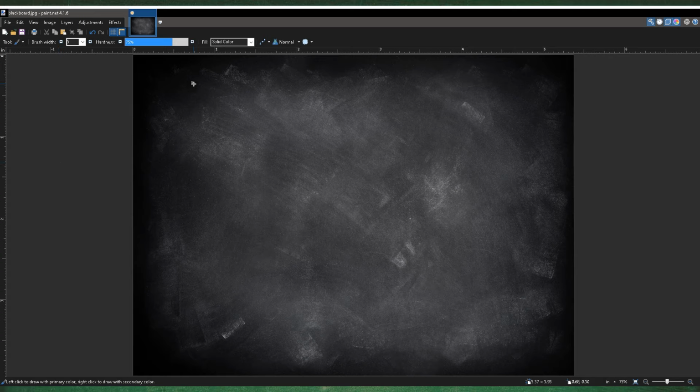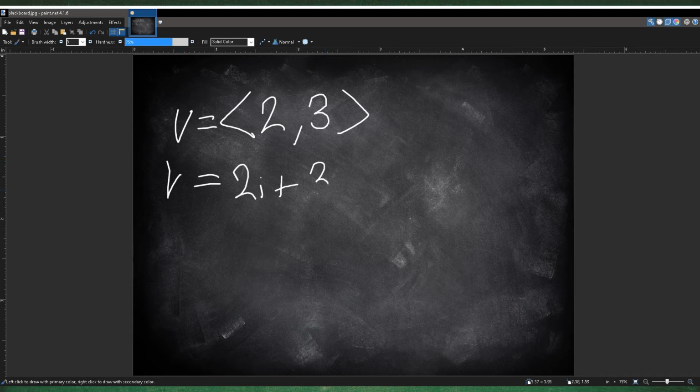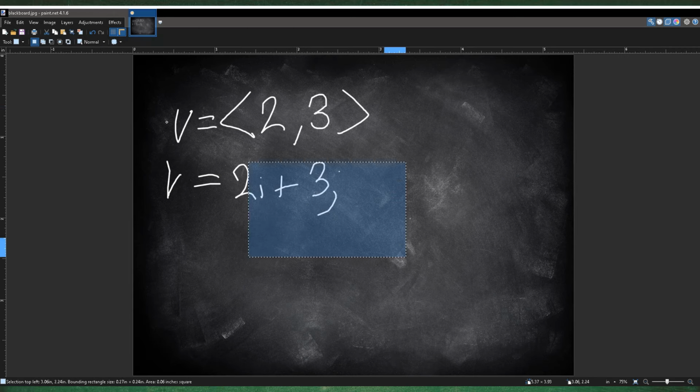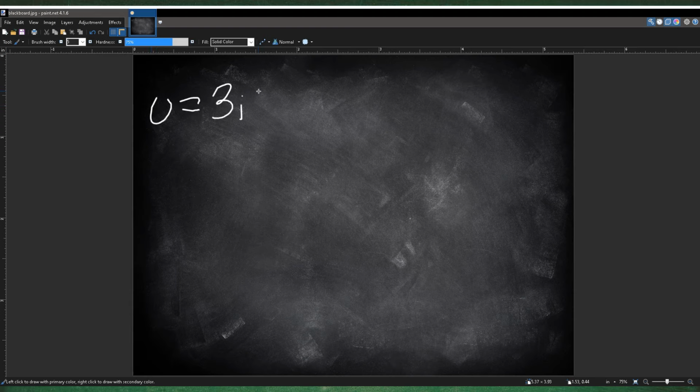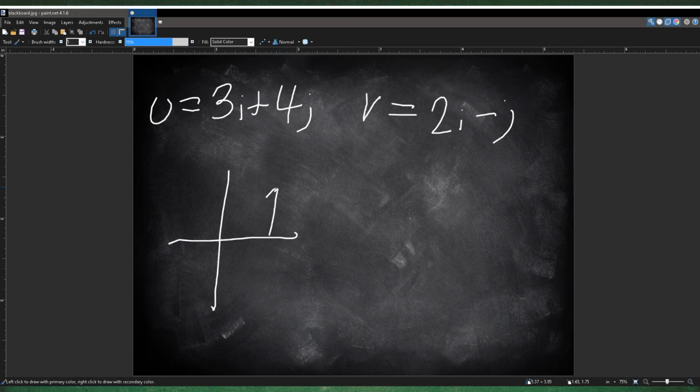So another way, instead of writing a vector as ⟨2, 3⟩, you write the vector as 2i plus 3j. So i represents the change in x, and j represents the change in y. This is a new way to do this. So how would that work when you're adding? Let's say we have u equal to 3i plus 4j, and v equal to 2i minus j.